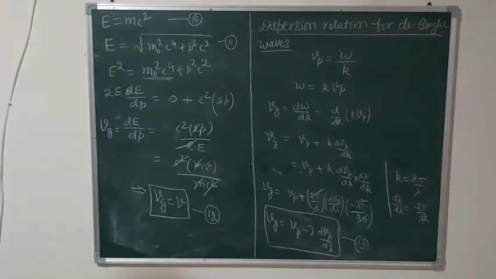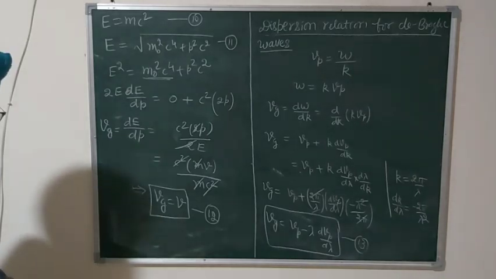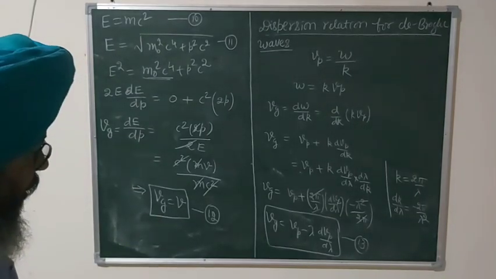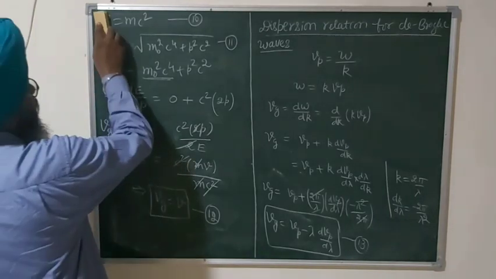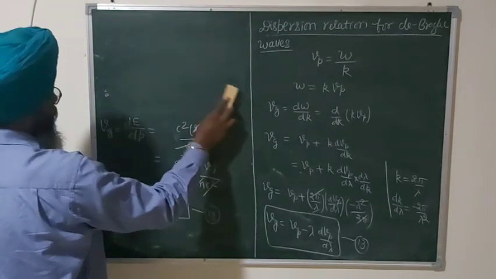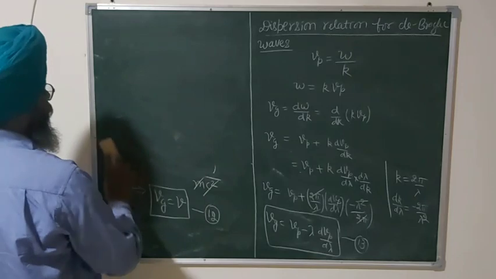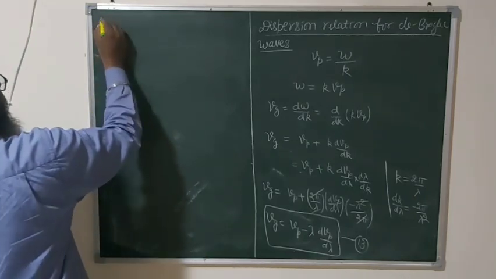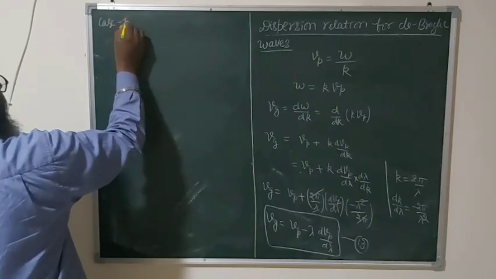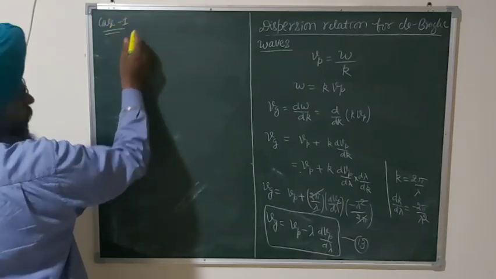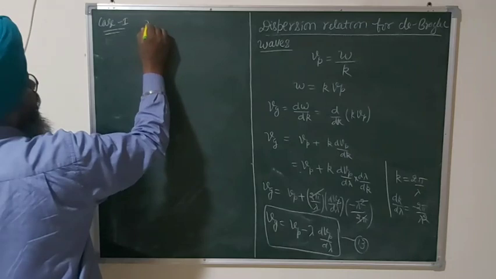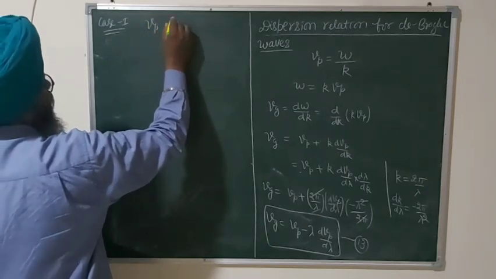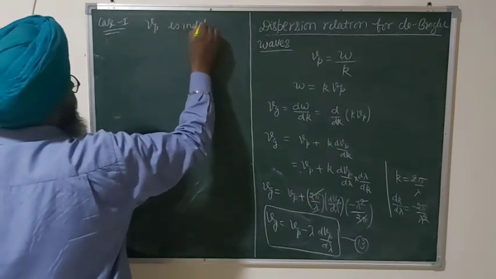So, now this equation is called the dispersion relation. Let us see what are the possibilities that we can get from this dispersion relation. First case we can have is, for example, let us say case 1: suppose the value of Vp is independent of lambda.